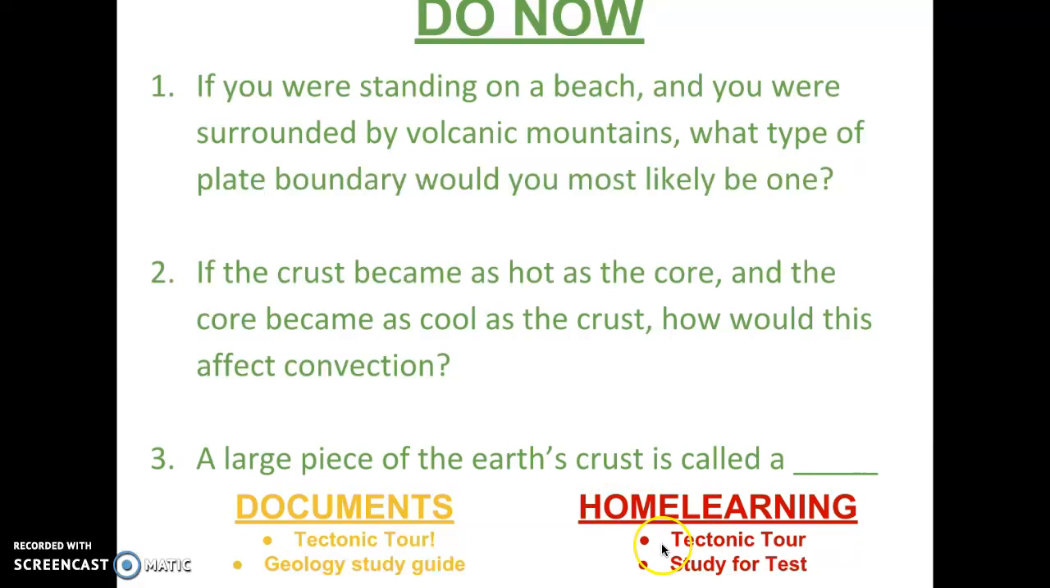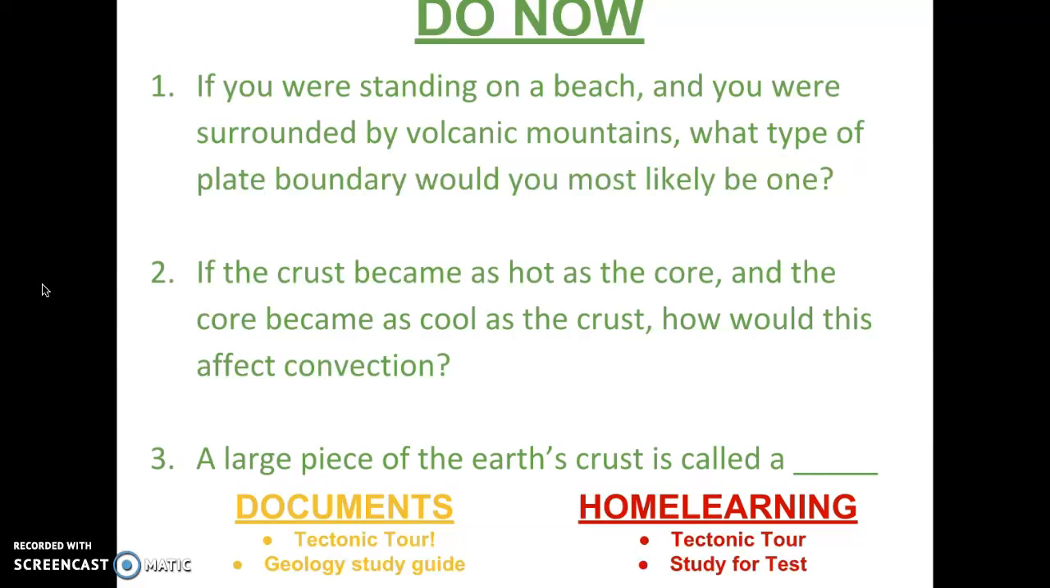The tectonic tour, if you aren't quite done with it by the end of class tomorrow, or I guess today for you now, that's something that's going to have to be finished over the weekend, as well as studying for the test itself. So take a moment, answer the three do now questions, pause the video, and I'll see you back in a couple of minutes.